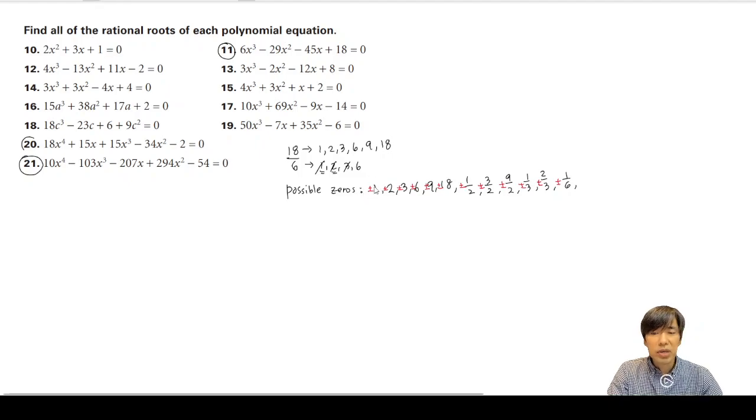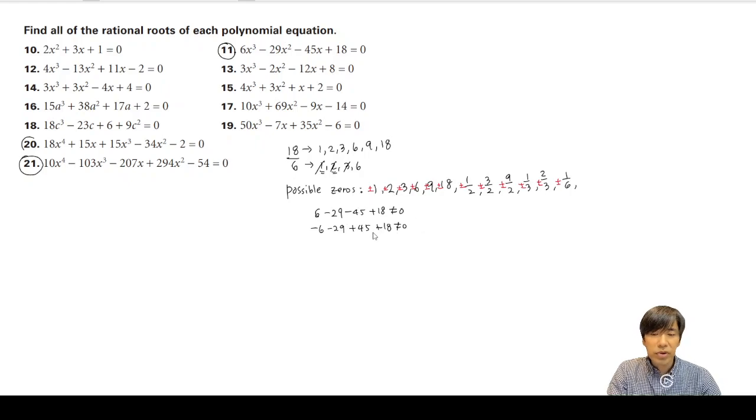For numbers 1 and -1, it's easier to plug these numbers into this x directly to find out if this whole expression comes down to 0. Okay, so when you plug in 1, that expression becomes 6 minus 29 minus 45 plus 18. Is this equal to 0? No. Okay, that's not equal to 0. Plug in -1, you get -6 minus 29 plus 45 plus 18. Is that equal to 0? No.